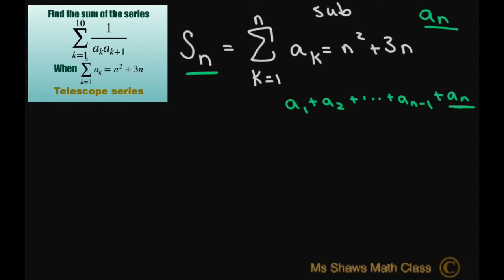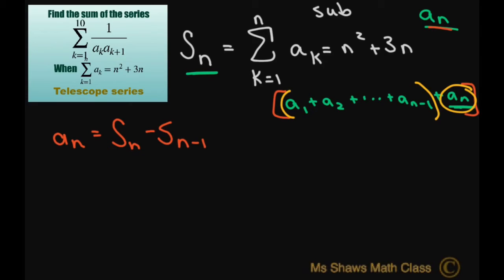So to find a sub n, what I can do is take the sum of all the terms minus the sum of all the terms except the last one, right? And then when you subtract that, you'll get your a sub n. That means we're checking for a sub n when we have at least two terms, so that's if n is greater than or equal to 2.